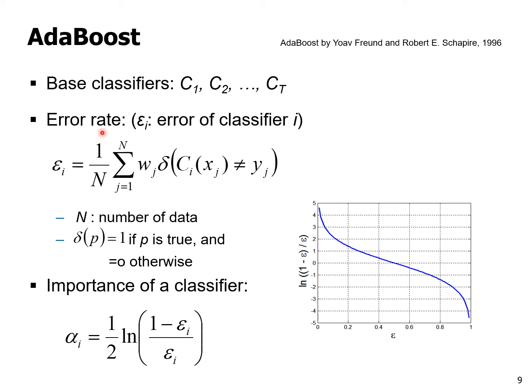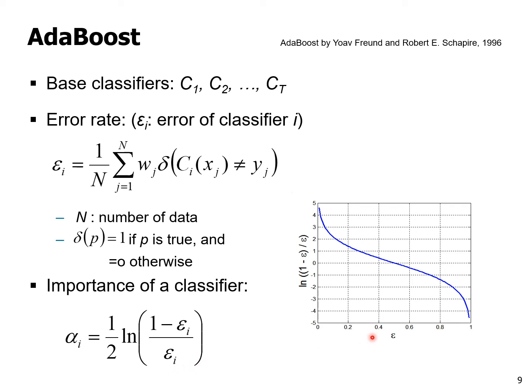This one is just a normalization constant, so it's not very important. This is the final definition of the error of classifier i. And then the weight value or importance of classifier is defined as follows. So alpha i, the weight or importance of classifier i, is 1/2 times log of (1 minus error i) over error i. This is the definition of the importance or weight value of a classifier.